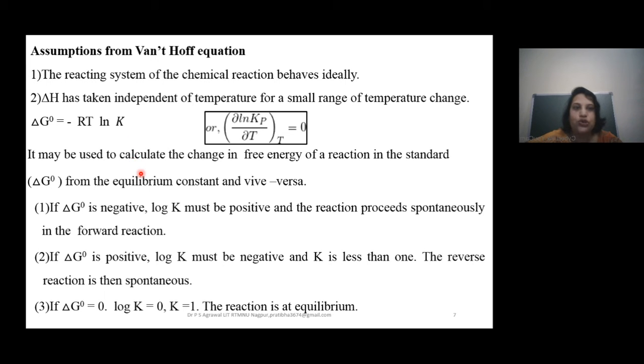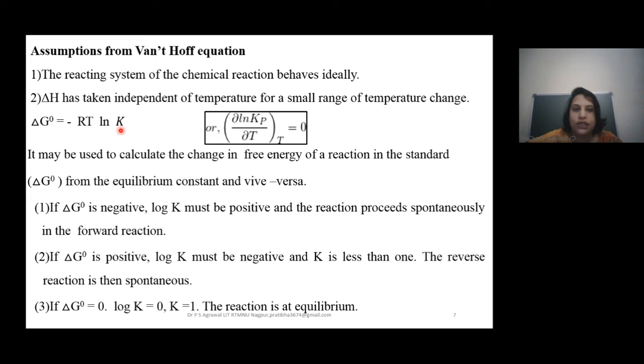It may be used to calculate the change in free energy delta G0 in the standard state also, and vice versa. The sign of delta G0 will indicate three possibilities. If delta G0 is negative, to satisfy this equation, the log K must be positive.